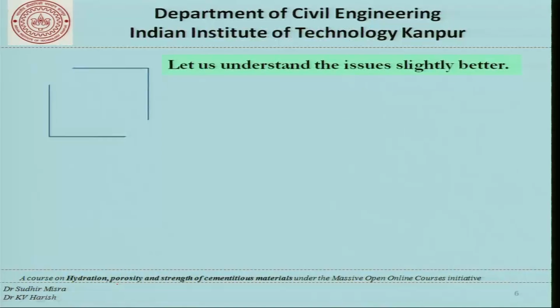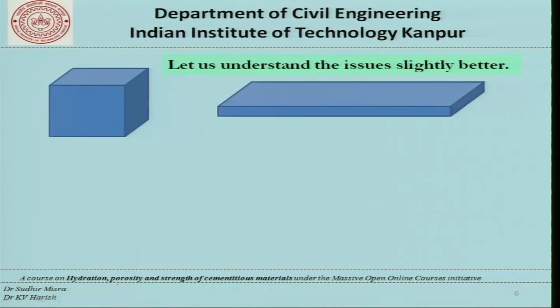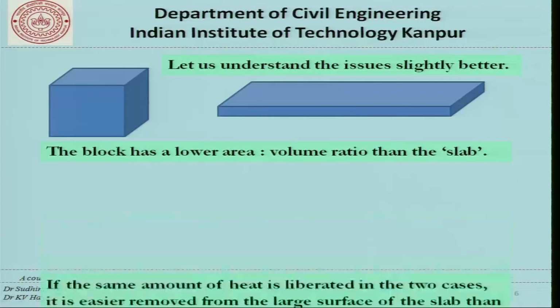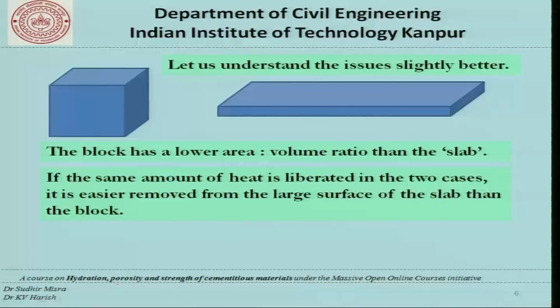Now let us understand these issues a little better. Let us consider these two shapes or the two geometries in which the concrete is cast. One is a large block and the other is a slab, maybe of the same volume. Now the block has a lower area to volume ratio than the slab. The slab has a much larger area. Now if the same amount of heat is liberated in the two cases, it is easier to remove that heat from the large surface of the slab than in the block.